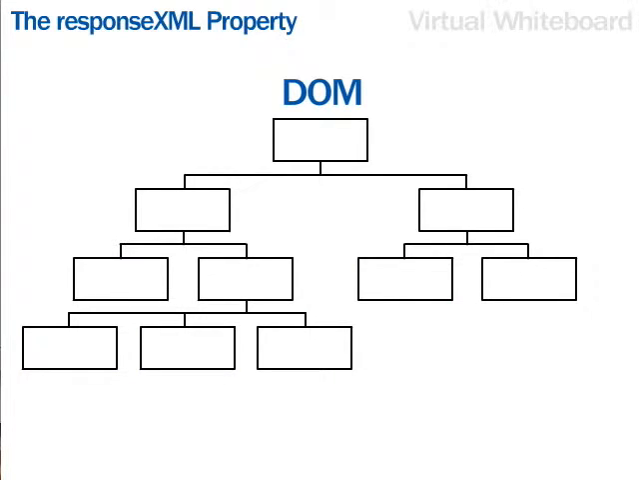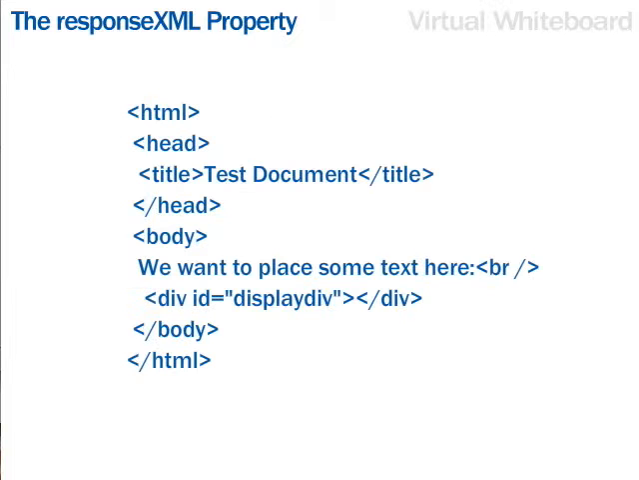To add new elements to a page, you need to first create the elements and then attach them to the appropriate point in your DOM tree. Let's look at a simple example using the following HTML document. In this example, we want to add the text, "Hello World," to the div container in the document body. We'll put our JavaScript routine into a function that we'll call from the body's onload event handler.